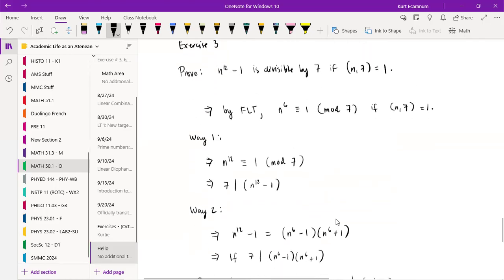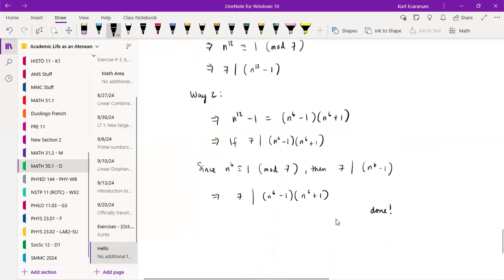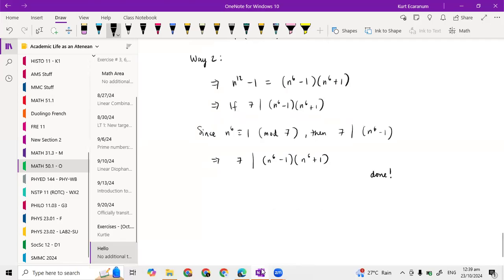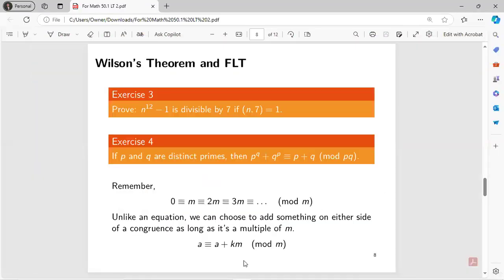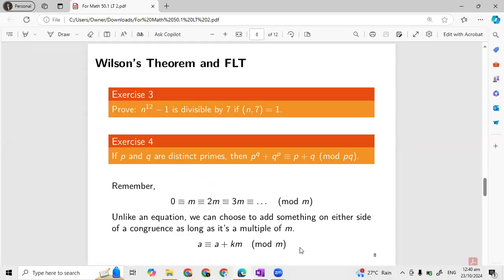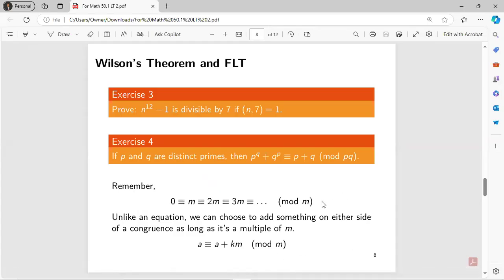And okay. Tapos na tayo sa number 3. And ano pa ba? Exercise 4. If P and Q are distinct primes, then P to the Q plus Q to the P is congruent to P plus Q modulo Q. So para bang kailangan nating magsimula by scratch.